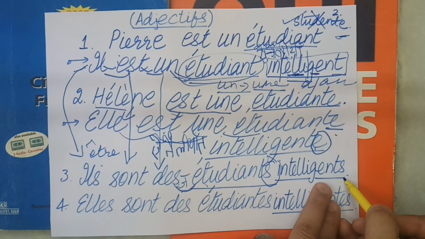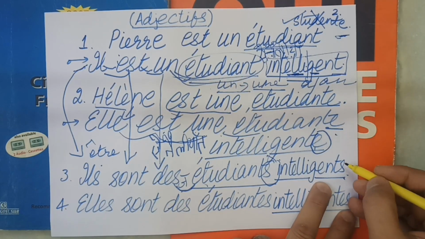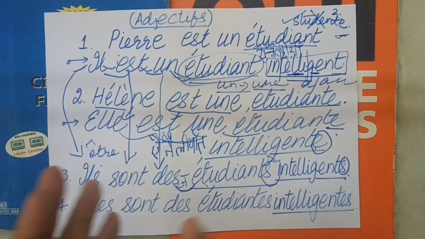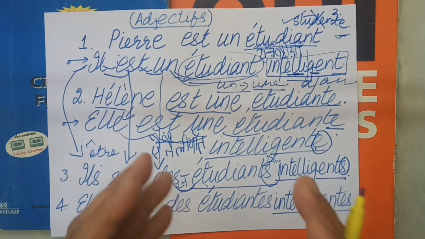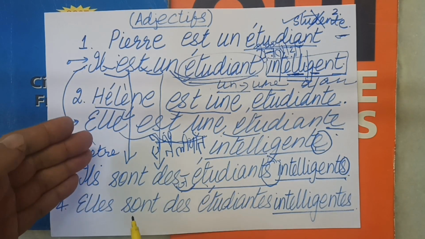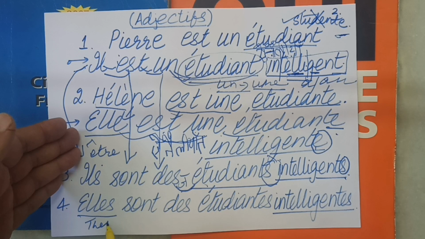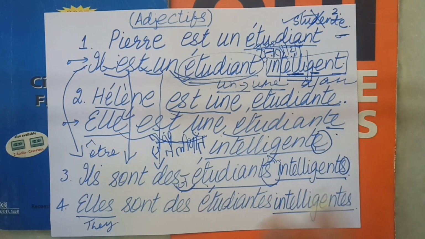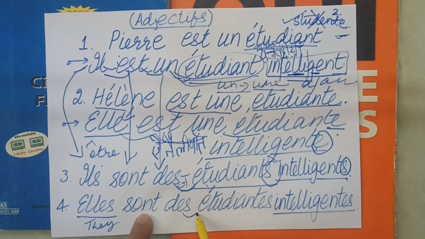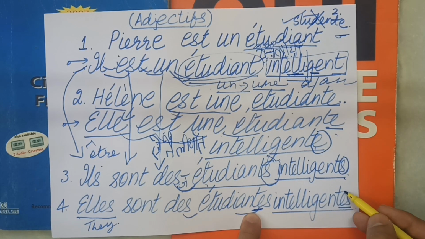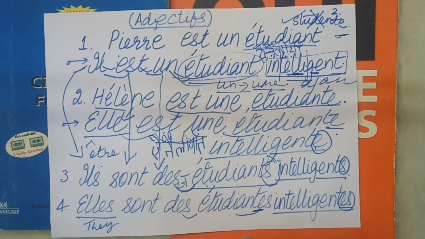And now this is important again, intelligent will carry an S. This is where we have to be very careful in French adjectives. It changes according to the noun in gender and in number as well. Now let's put this into plural. Elles, that means they feminine. Elles sont des étudiantes. See, E, intelligente. Because it is feminine plural, you will put es. Elles sont des étudiantes intelligentes.